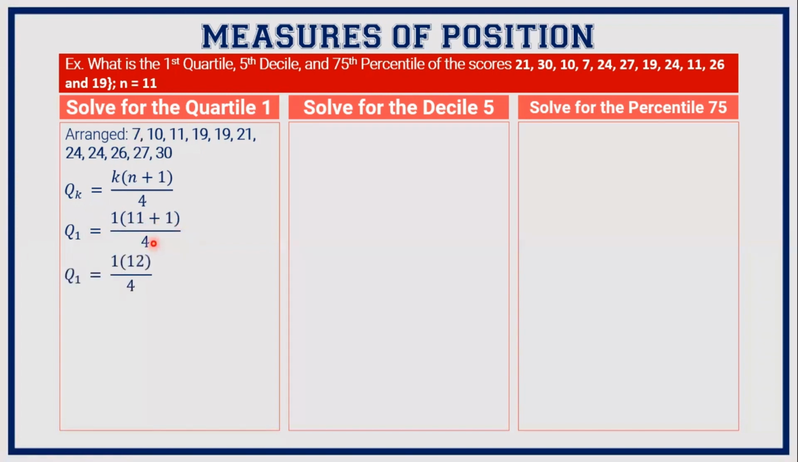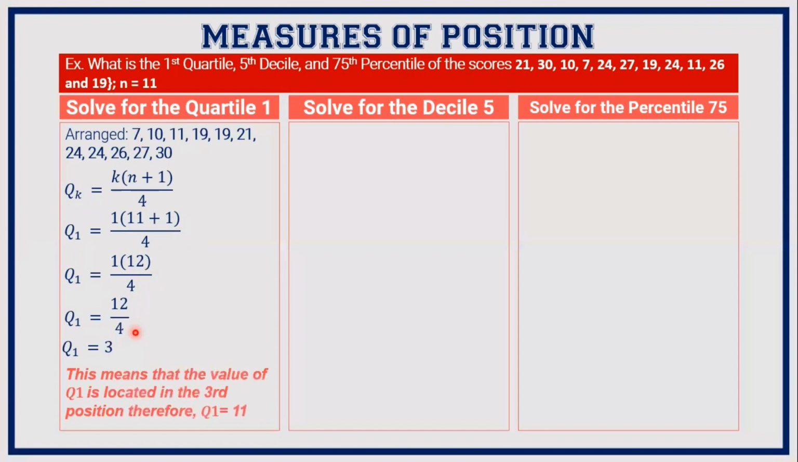So let's simplify. Add the numbers inside the parentheses. So we have here 11 plus 1 equals 12, multiplied by 1. And that's still equal to 12. So divide it by 4. So that's equal to 3. So what does it mean by this value that we get here? This means that the value of the quartile 1 is located on the third position of our arranged data.